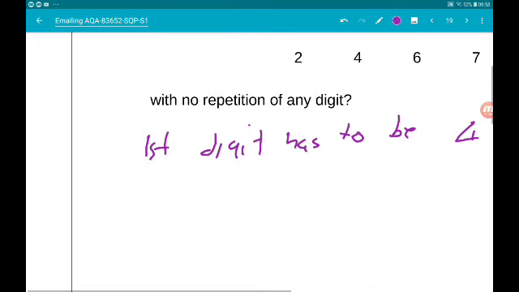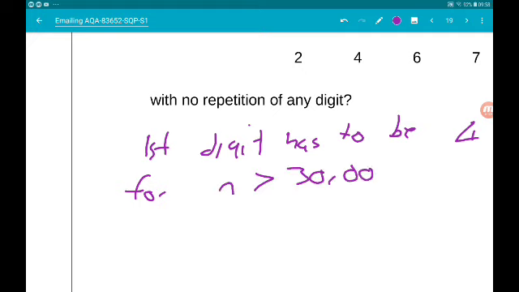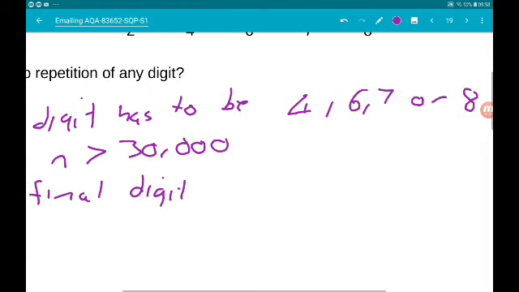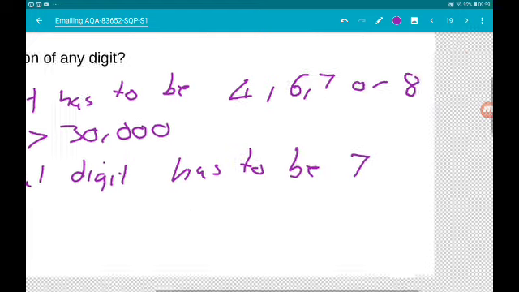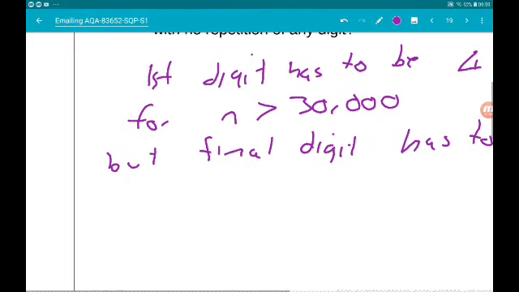So let's finish off that. I'm going to call the number n, but the final digit has to be 7 for n to be odd.